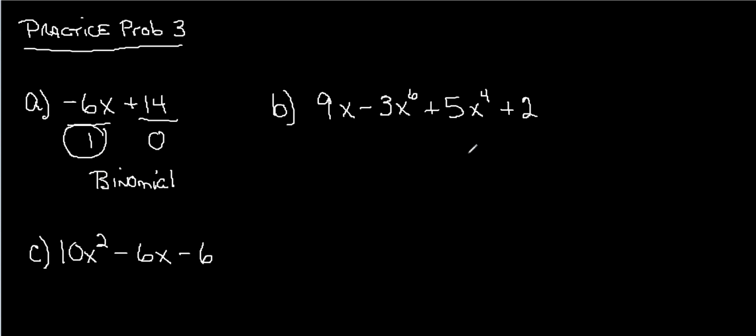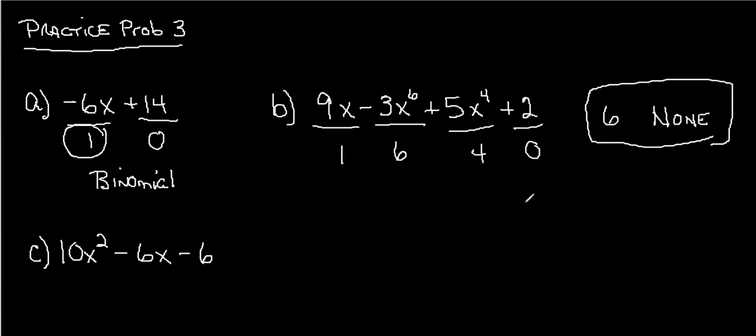Okay, next B. Let's see, the degree of this term is 1. The degree of this second term is 6. The degree of this term is 4. And the degree of a constant is 0. So this has a degree of 6. And is it a monomial? No. Binomial? No. Trinomial? No. So it's none. None of these.